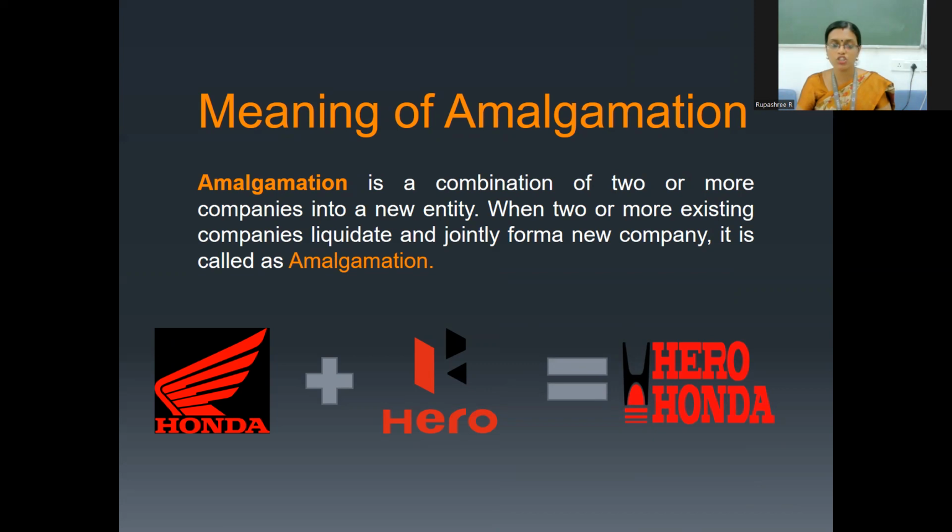Secondly, we have an amalgamation known as horizontal merger or horizontal amalgamation. In a horizontal merger, the two companies that are going to form a new company do the same nature of business. For example, as I've shown you in the slide, Honda and Hero both are into automobile manufacturing. When these companies merge together and form a single company called Hero Honda, we call such an amalgamation a horizontal amalgamation or horizontal merger.